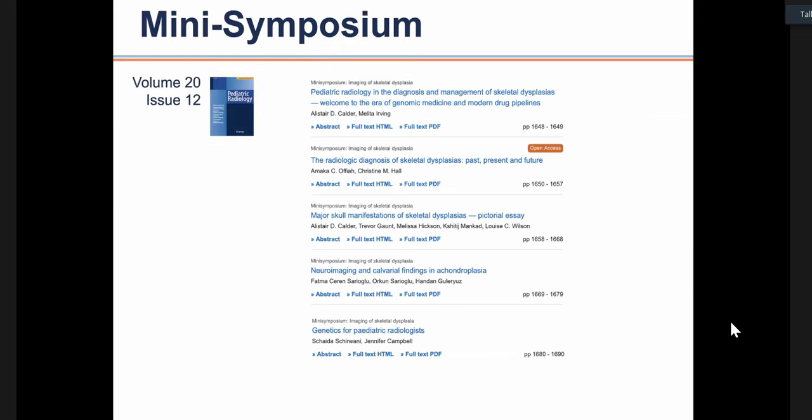So if you want to do a bit of reading beyond this, this was a special issue that we did on skeletal dysplasias. I particularly like the genetics paper at the bottom here, for pediatric radiologists. It talks about the genetics, giving us just enough that we need to know without going into too much detail.